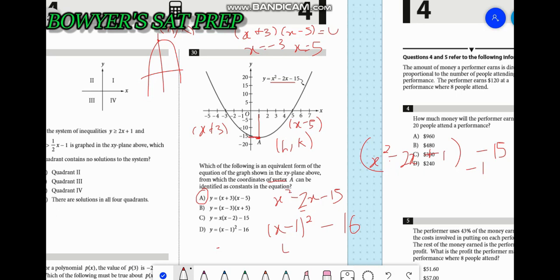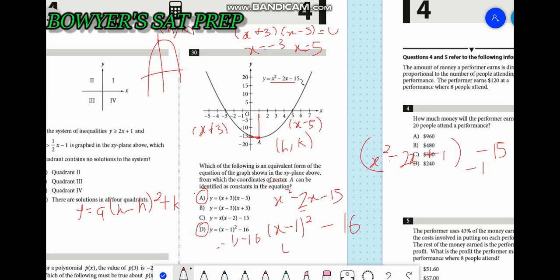We already told you that the vertex form is y is equal to a times x minus h squared plus k. So the coordinate here is 1, so it means here has to be negative 1. And then minus 16. Right, so plus k, but here it is minus, so it's minus 16. So our right answer has to be D.